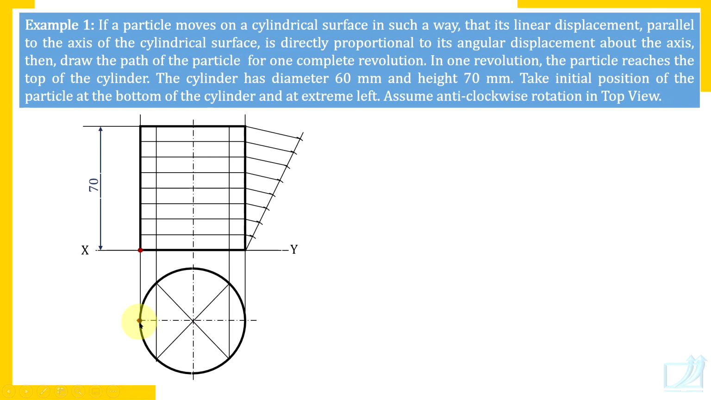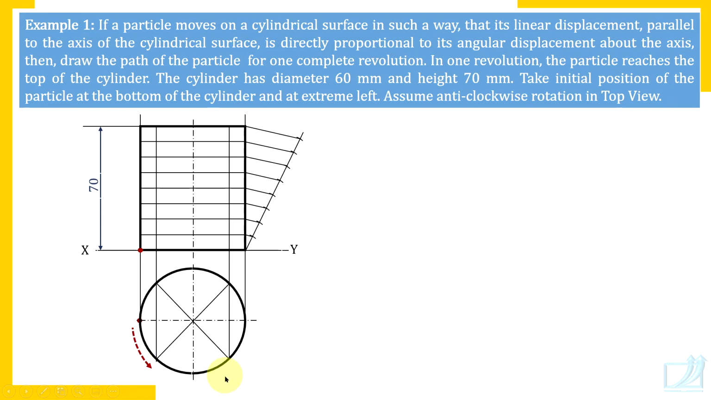You must be knowing that this is front side, back side, this is right side and this is left side. And in front view, remember this is right, left, this is top and bottom. So bottom and left you can show clearly in the front view. Now one more thing you must know, whether it starts moving in anti-clockwise direction or clockwise direction. So check, it's given in the problem, assume anti-clockwise rotation in top view. So this point moves in anti-clockwise direction.